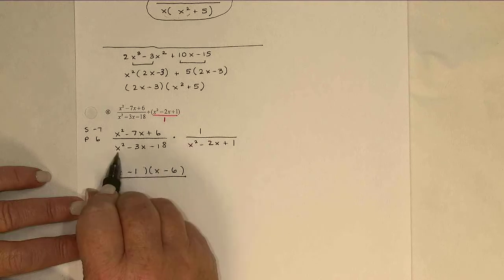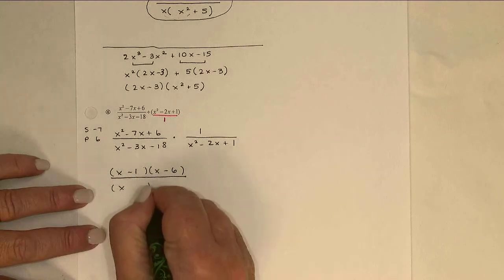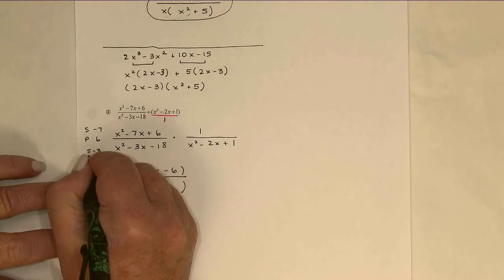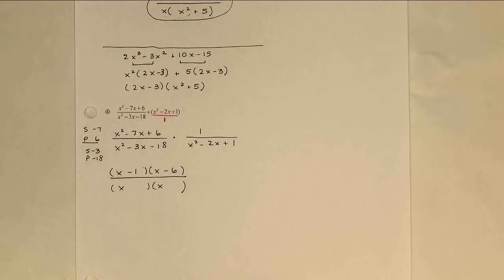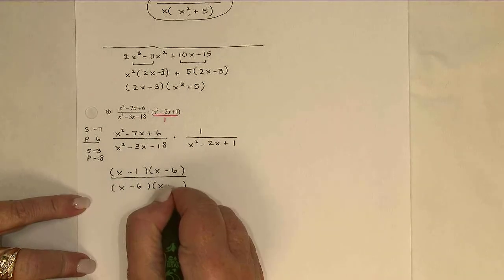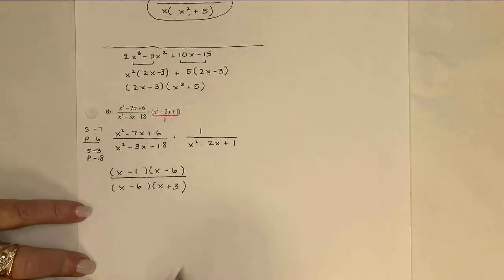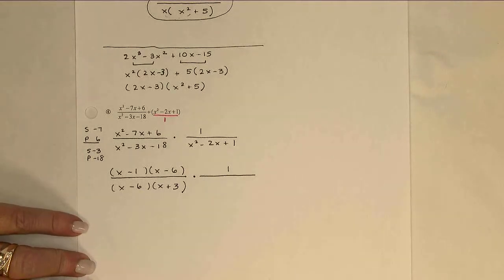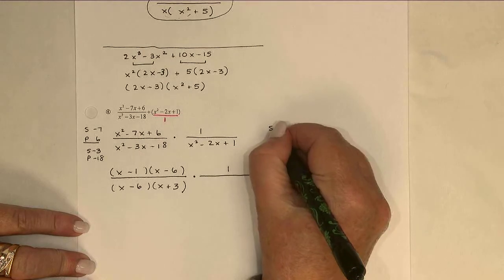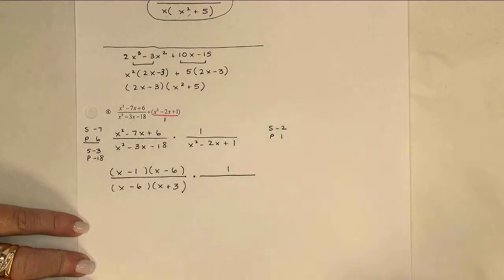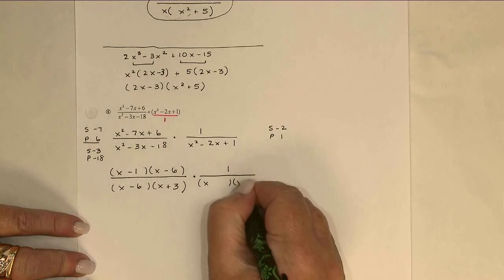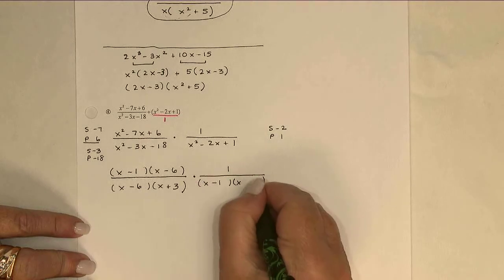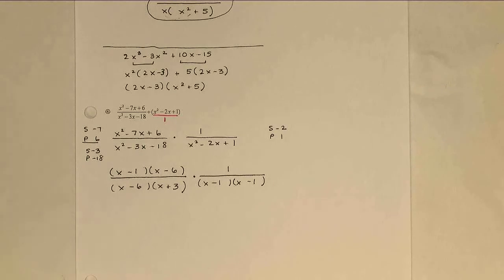Denominator, again a trinomial with an a of 1, so it has to start with x times x again. This time a sum of negative 3, product of negative 18. Think a negative 6, positive 3 would do that. Second fraction, numerator is just 1. In the denominator, I'm looking at a sum of negative 2, product of positive 1. Let's see, I start with x times x again. So here I'm thinking minus 1, minus 1. And I think we've got all of our factoring done.